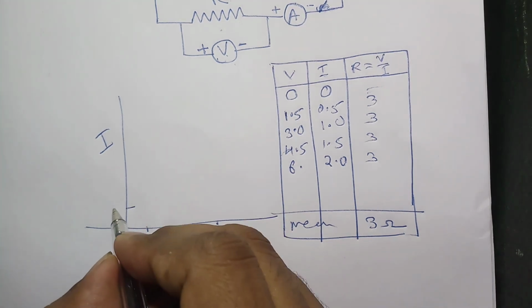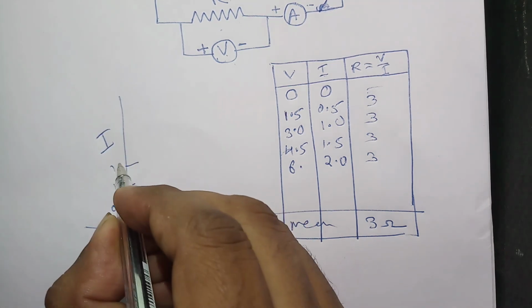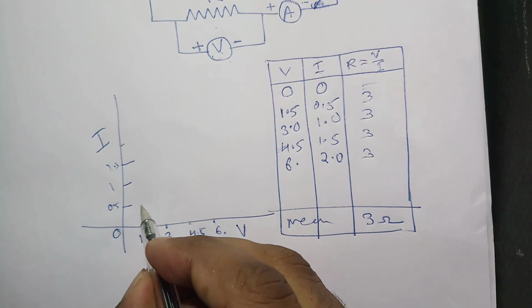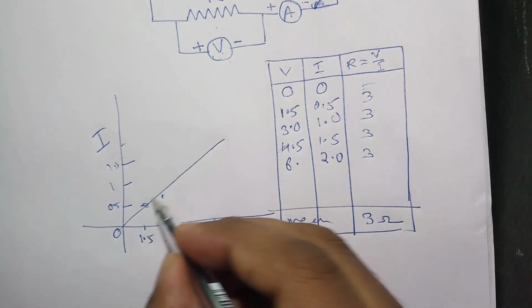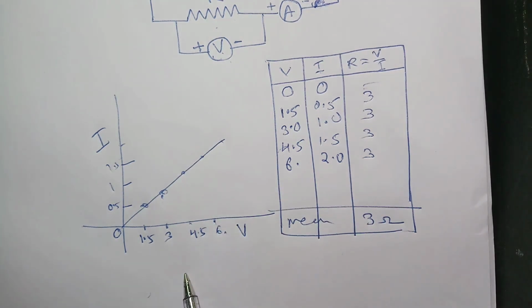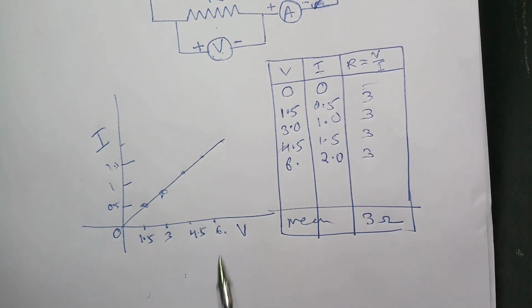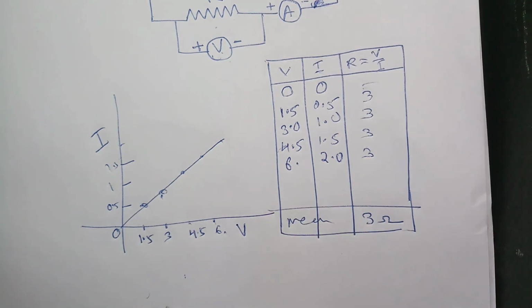Okay, here it is 0.5, here it is 1, here 1.5, here 2. So what happened, your first point will be here, another point will be here, or you can say the points will be on this straight line like this. So this is very, very important. When you apply Ohm's law, you can see that the graph is a straight line passing through the origin. That is very, very important.